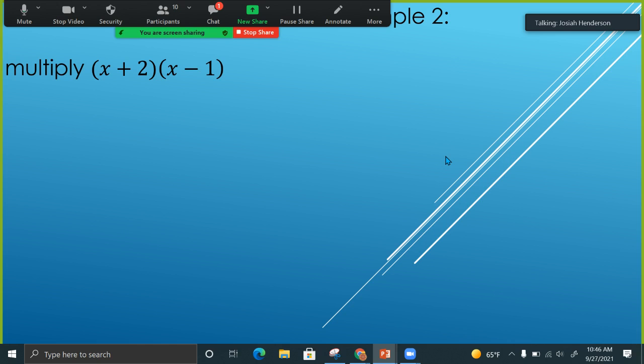So we're going to multiply x plus 2 times x minus 1. We're going to try a minus 1 this time instead of a plus. Now, if we did this by hand without the algebra tiles, I think it'd be a pretty easy one to start with, right? It's x times negative 1, and then 2 times x, 2 times negative 1, add them all together. Let's try it with algebra tiles.